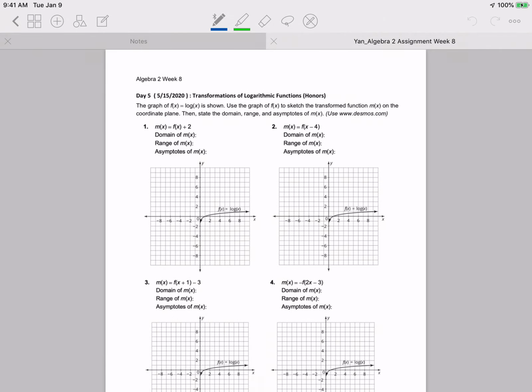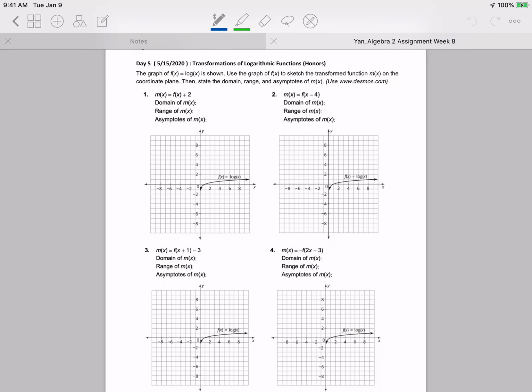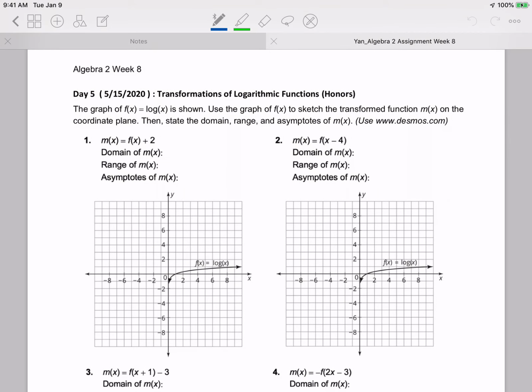Okay, so finish these questions. I'm gonna go into the honors assignments real quick. I will go over one of them. So this assignment, it's about transformations of logarithmic functions. You are given the original graph, which is log x, and you're going to be using this graph to sketch the transformed function m of x on the coordinate plane, and then state the domain, range, and asymptotes of m of x. Okay, so if you want to, you can use Desmos.